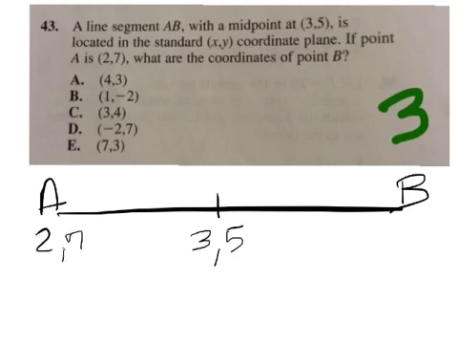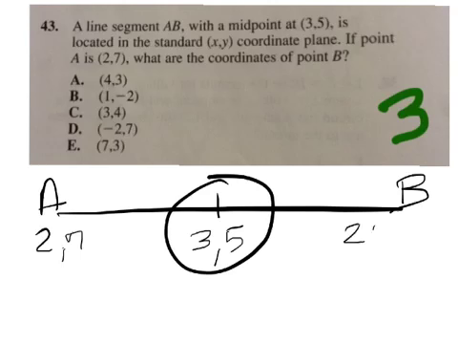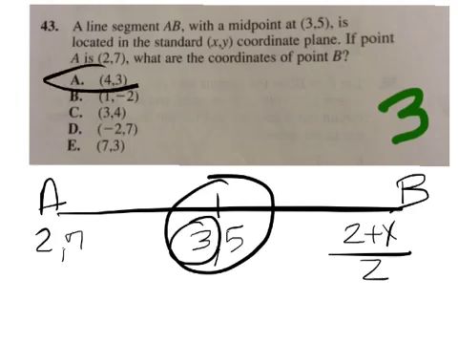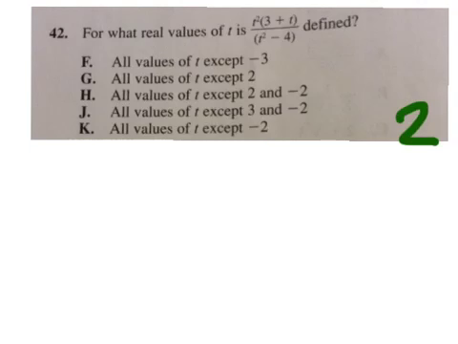So this has to be the result, for instance, in the 3 case, of 2 plus an x value and then divide by 2. So what can I add to 2 and then divide by 2 to come up with this? 4. Yeah, and there's only one 4 up here, so the answer has to be A.